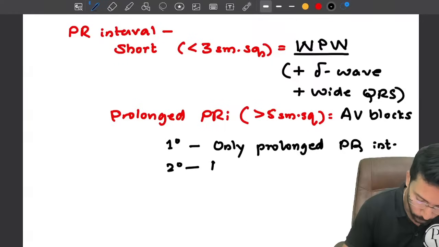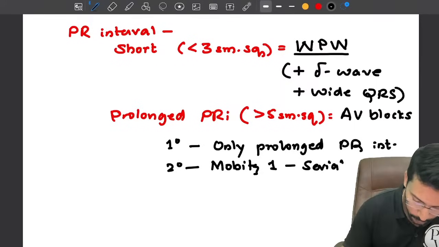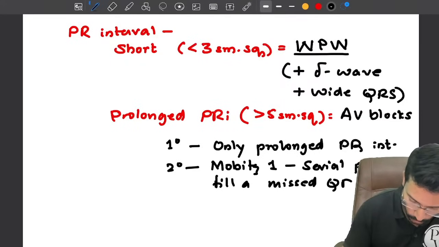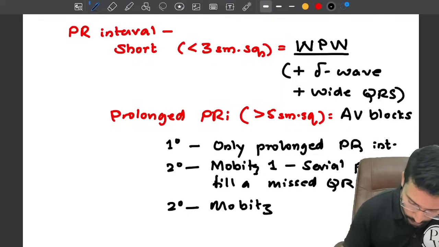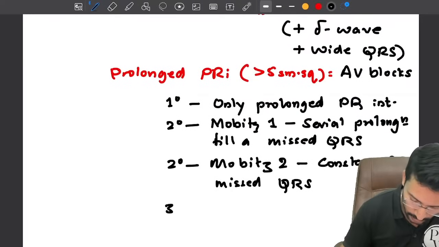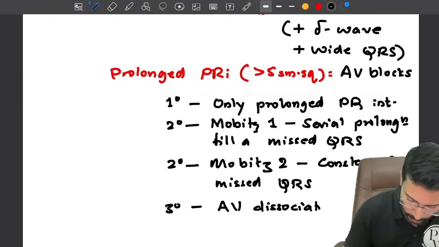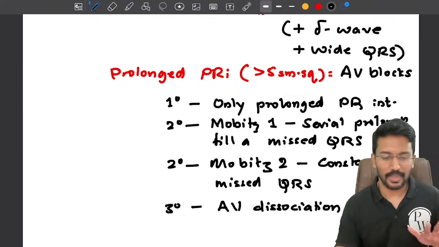In the second degree Mobitz type 1, there is serial prolongation of PR till a missed QRS. In the second degree Mobitz type 2, you have constant PR interval, yet you have a missed QRS. And in the third degree heart block, you have AV dissociation, no relationship between P waves and QRS. P waves appear randomly, QRS complexes appear randomly.